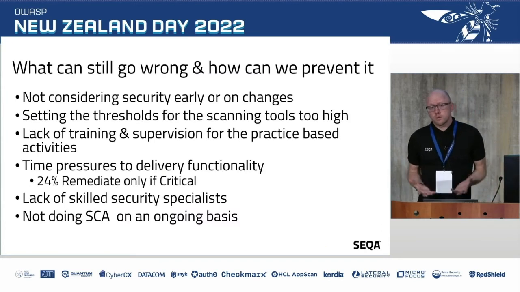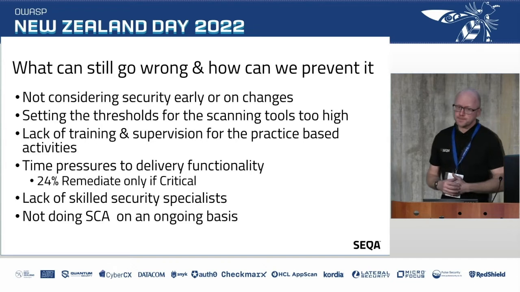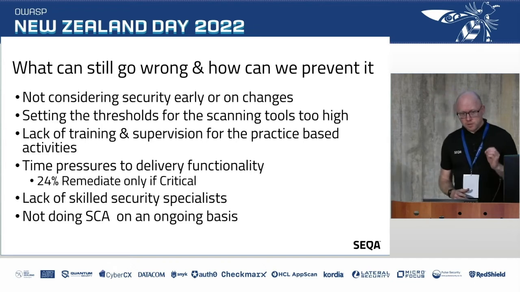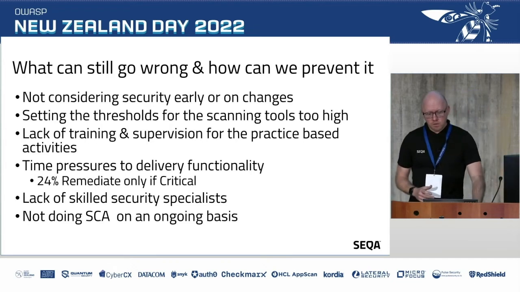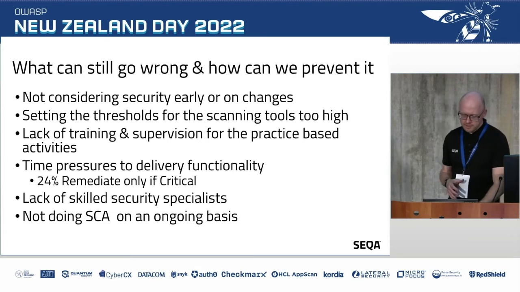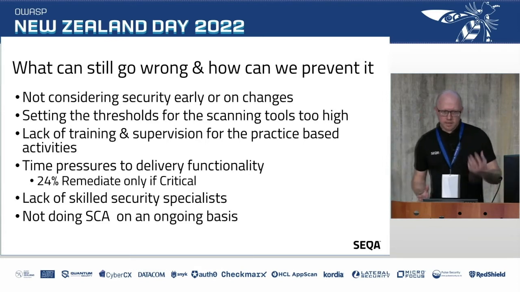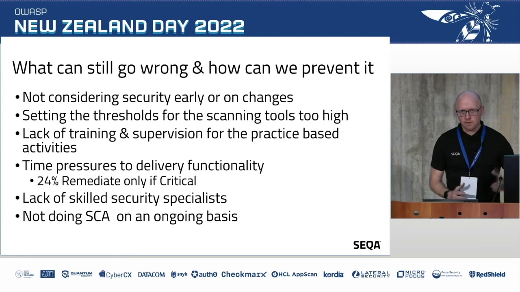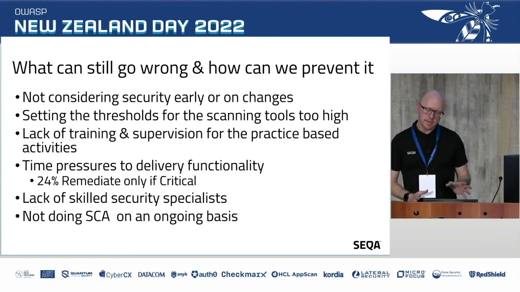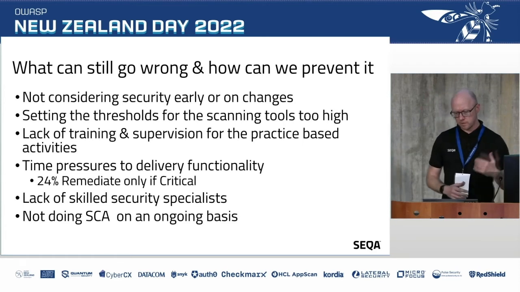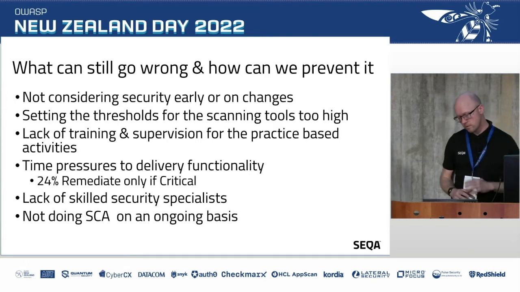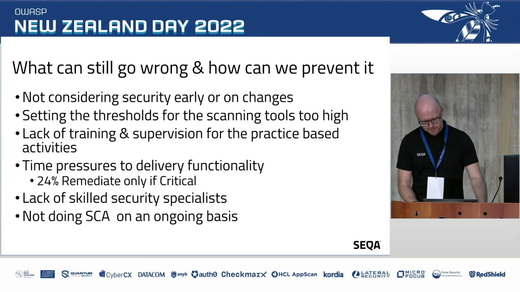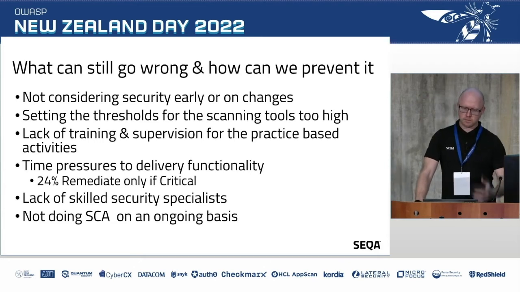So the next slide, what can still go wrong and how can we prevent it? For me, it's perhaps not considering security early on or on changes. I personally am being affected by this, which is where security tends to be brought in late, after a lot of the design decisions have been made, and obviously it's less effective to implement those fixes. And you're not getting the benefits of shifting left and catching those flaws early.